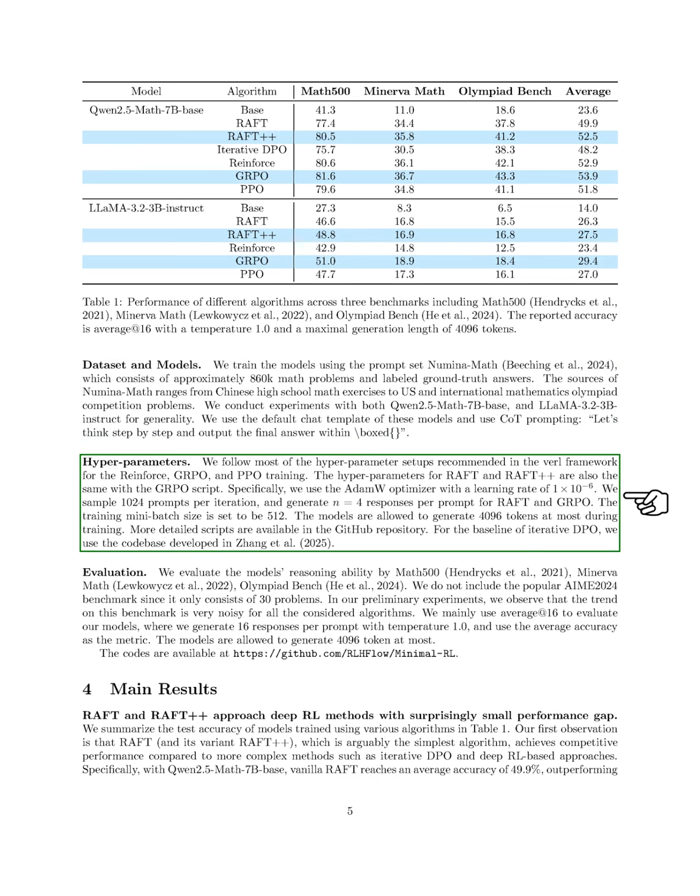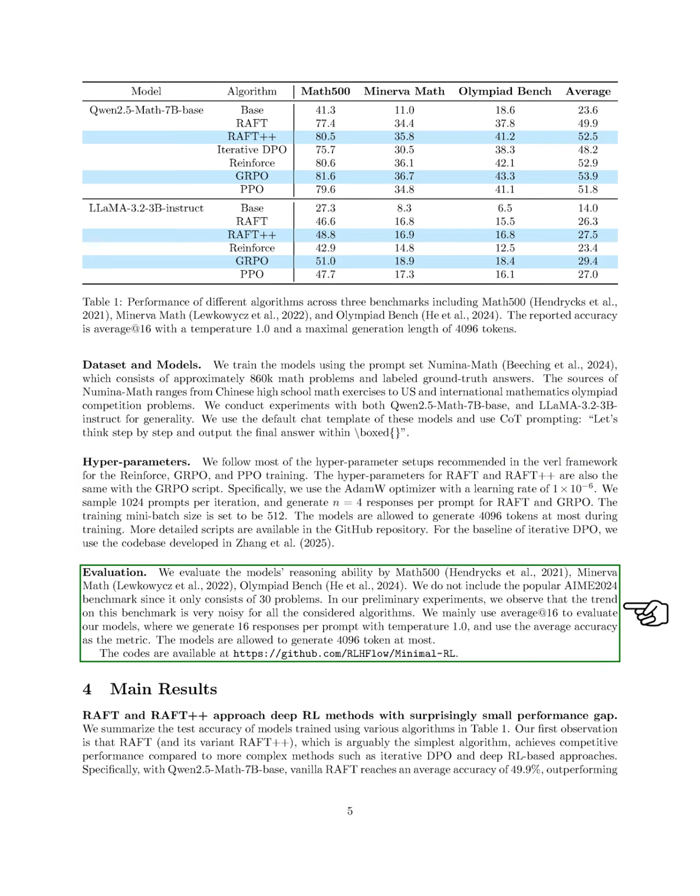Regarding hyperparameters, we adhere to the recommended setups in the VERL framework for Reinforce, GRPO, and PPO training. The hyperparameters for RAFT and RAFT++ align with those in the GRPO script. Specifically, we use the AdamW optimizer with a learning rate of 1e-6. We sample 1024 prompts per iteration and generate 4 responses for each prompt in RAFT and GRPO. The mini batch size is set to 512, and the models can generate up to 4,096 tokens during training. More detailed scripts can be found in our GitHub repository.